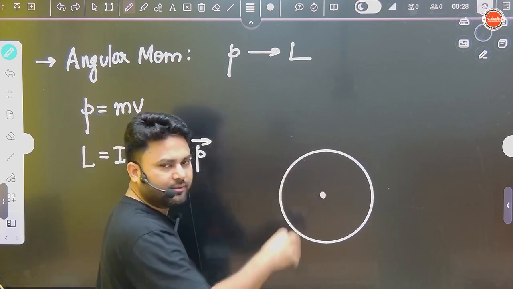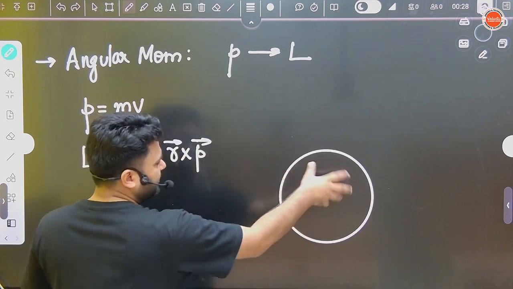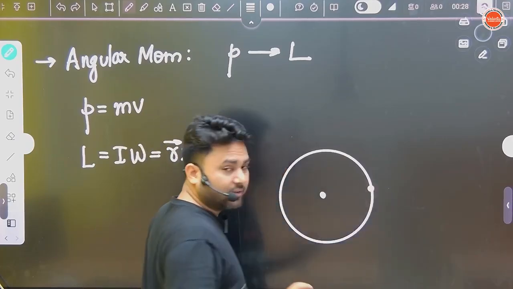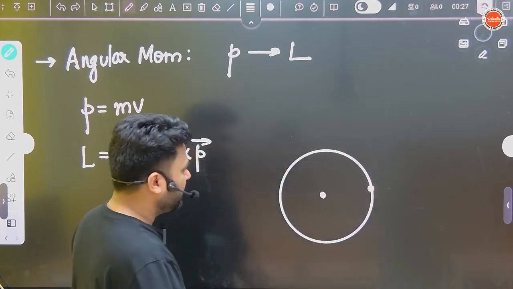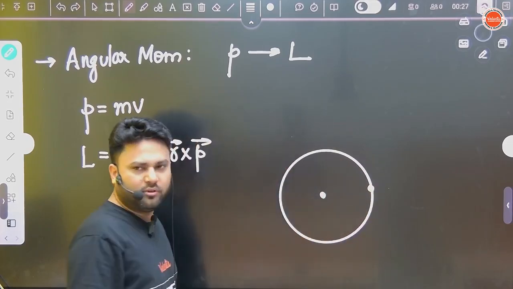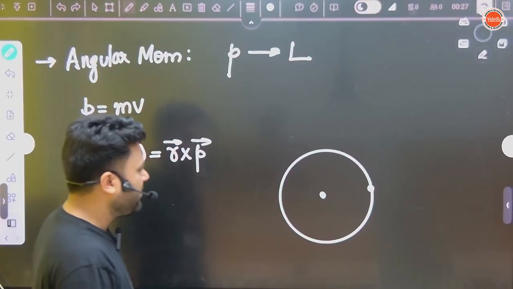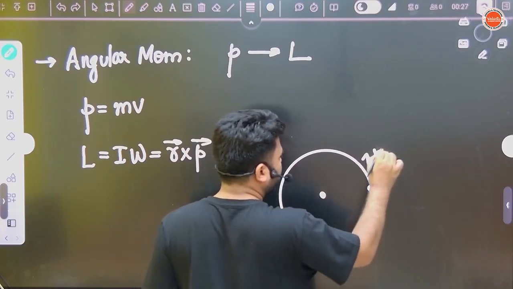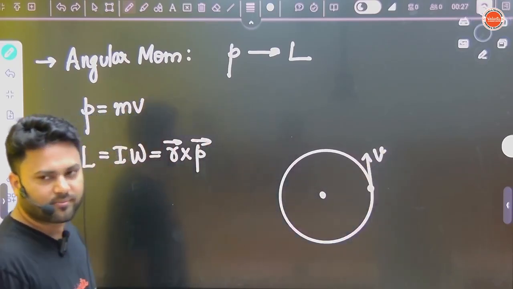Suppose this is a CD. There is a CD and this is rotating, and there is one ant here. This will also rotate round and round. Suppose this linear velocity is v. Correct?